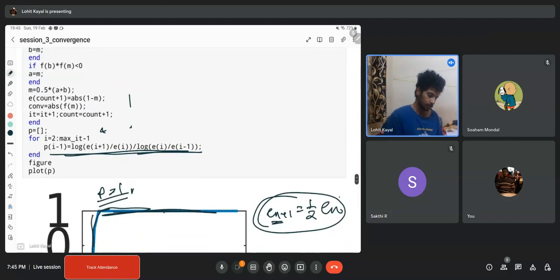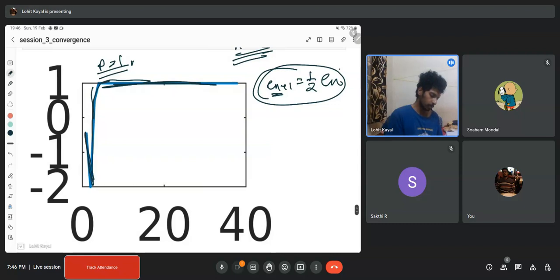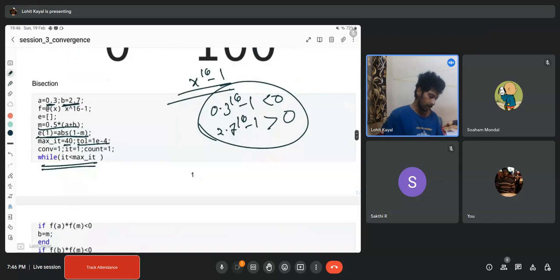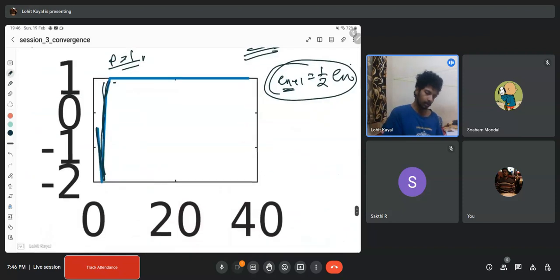Again, in this case, the limit as n tends to infinity of ln(e(n+1)/e(n)) by ln(e(n)/e(n-1)) will be 1 only when n is sufficiently large. You can see from the code that initially the rate is not 1. There is some jump, then it grows, and after that the value is fixed at 1. You can similarly find it for the second method. You just need to modify the body of the program, then the rest of the part will be the same, and you can find the rate of convergence of your second method.